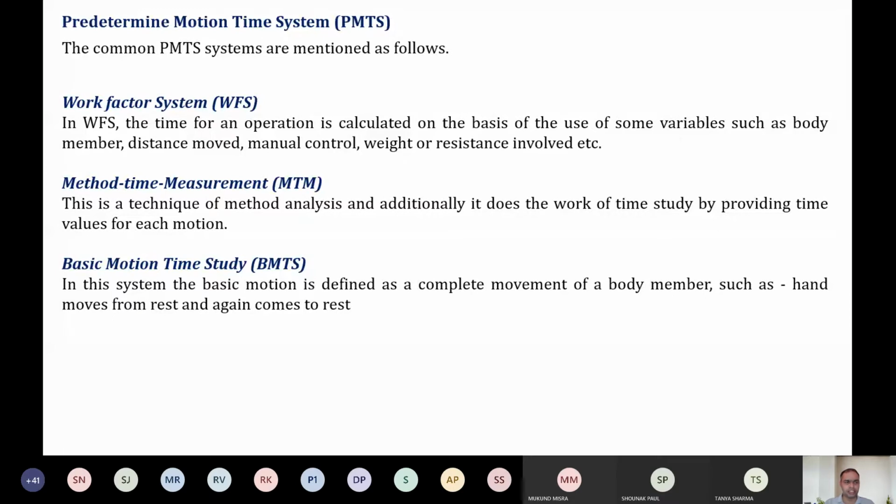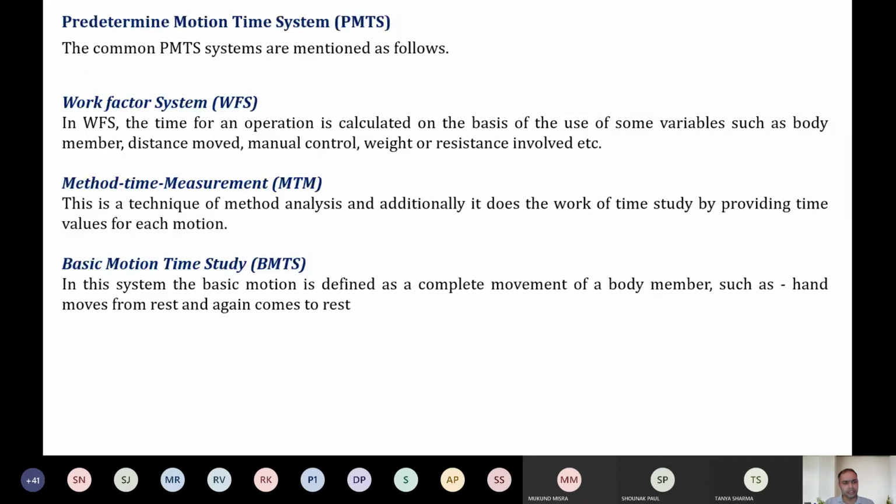In this work factor system, we are going to focus upon the body parts, the distance moved, whether it's manual control or automatic control, or weight, or is there any resistance involved in performing the job. This basically relates to the fatigue of the work. Next, how this technique or any technique can be used, whether it can be added to the existing technique, or how any other advanced technique can be used to reduce the work or reduce the job of the operator.